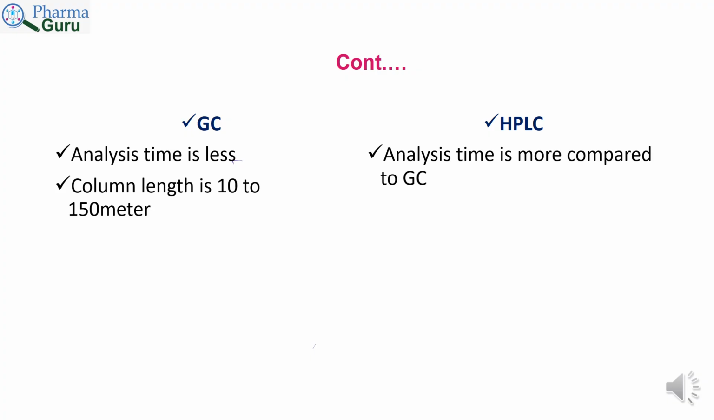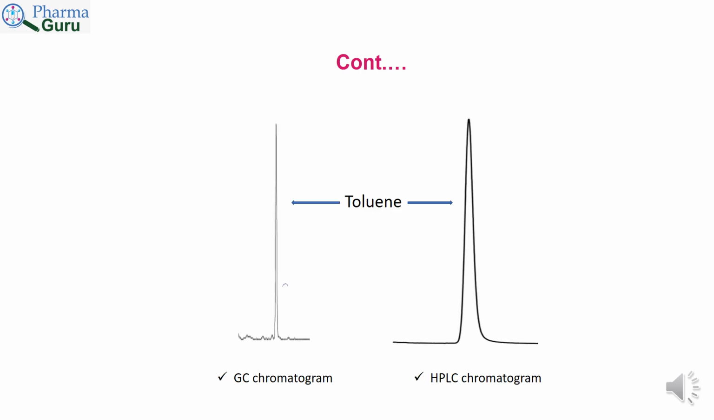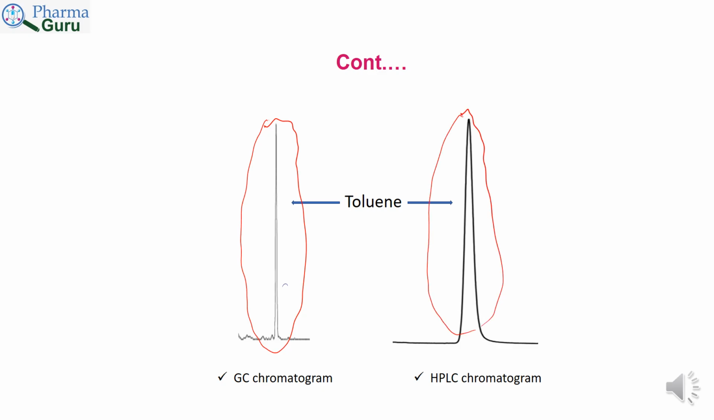GC column length is 10 meter to 150 meter. In HPLC, column length is 5 centimeter to 30 centimeter. In GC, we are getting very sharp peak like this, whereas in HPLC, we get broad peak like this.